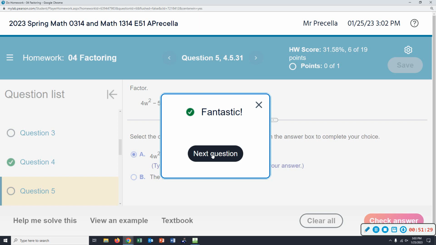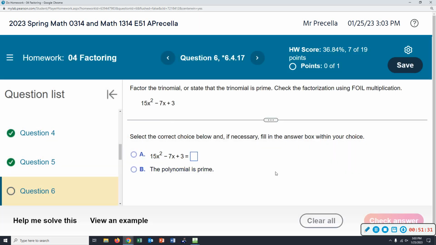Let's do number 6. Don't panic when you see it. No, I'm not panicking. Oh, okay, good. I'm too exhausted from panicking. Is it in standard form, or am I going to need to move stuff around? It's already in the standard form.